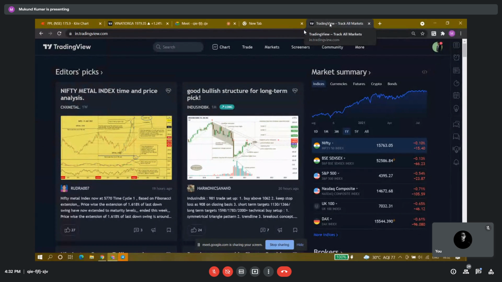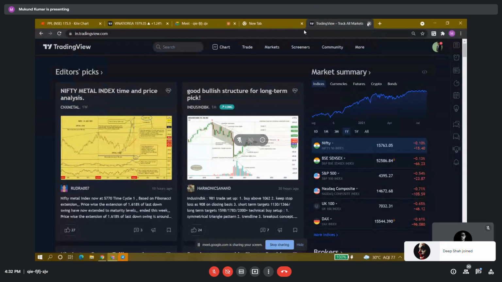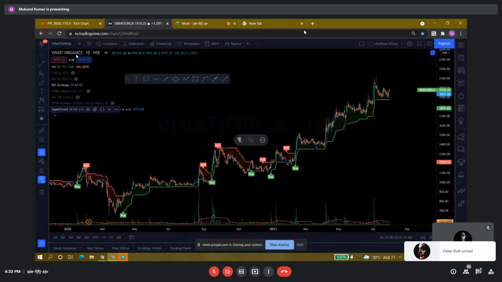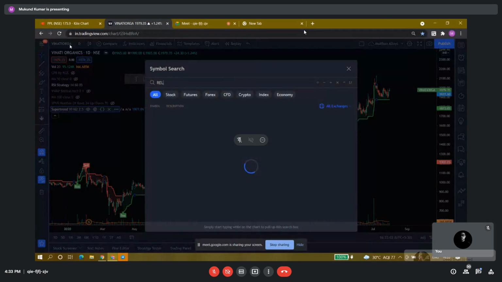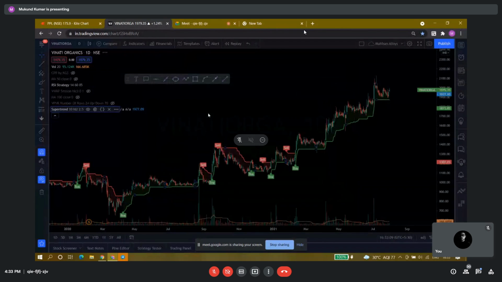Even if there is no news in the market, the price will tell you. Okay, can we open the Reliance chart? Yeah, sure. If there is anything to happen in Reliance, the price will let you know definitely.